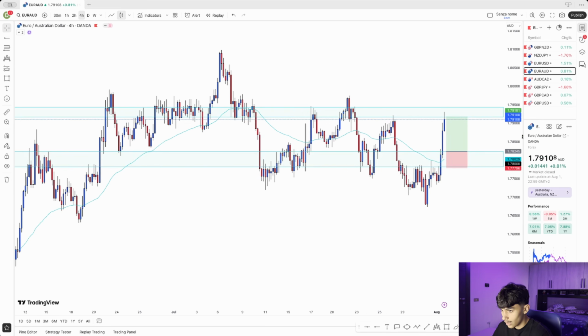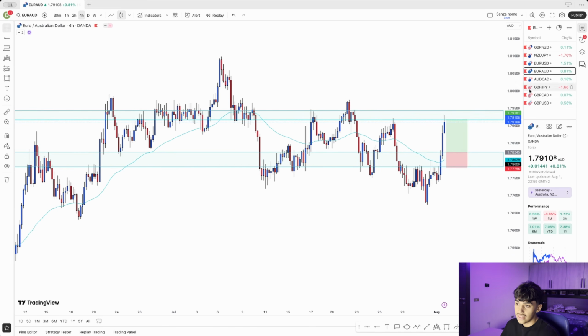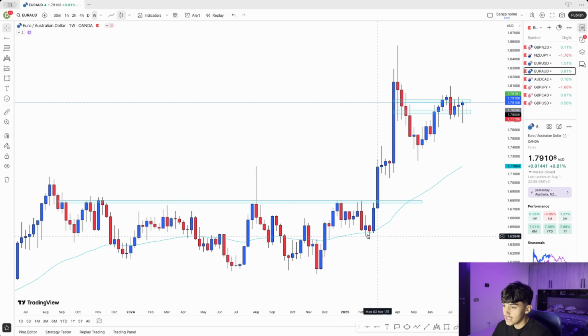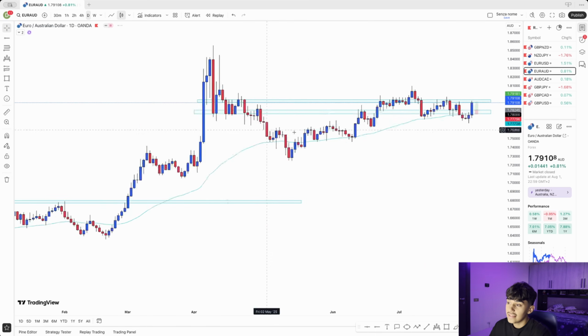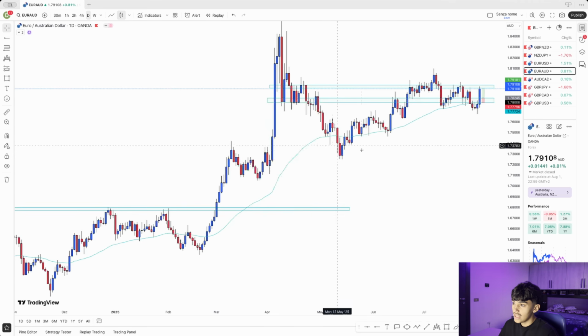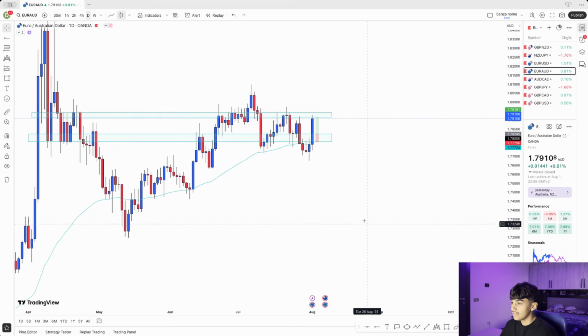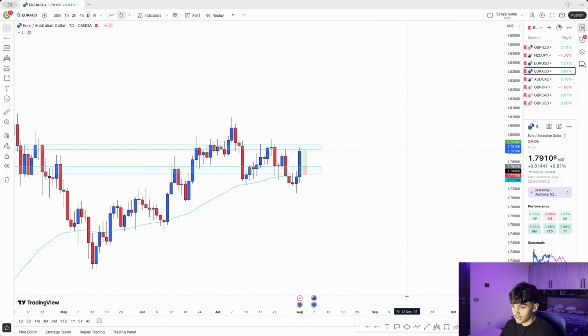Now let's see Euro AUD. While on Euro USD I will look for sells, on Euro AUD I will look for buys. Why is that? The weekly time frame is definitely bullish. Look at this big push to the upside and we are still bullish. The daily time frame is bullish. Some of you may not count this big push here, but let's not count it. Let's count just these structures here.